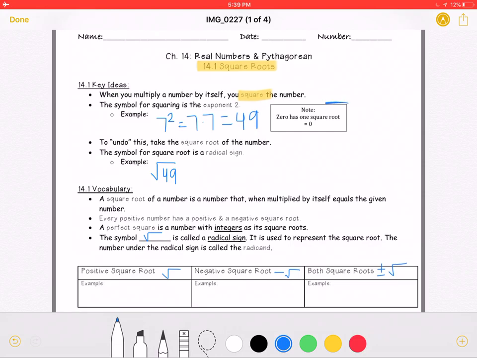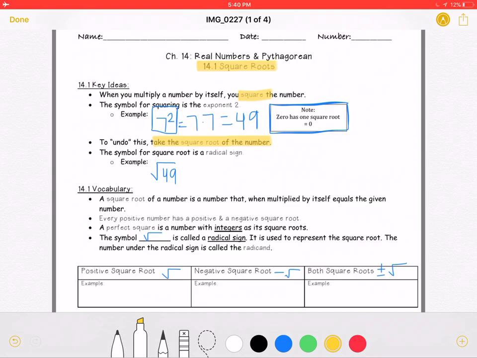The number 0, I just want to look at this note real quick, has only one square root, and that is 0. So what I mean by square root, we undo squaring a number. The inverse of squaring is to take the square root of a number. That's the opposite. Just like if we were multiplying a number, to undo multiplication we would divide. Same thing here, if we're squaring a number, to get rid of that, we would take the square root.